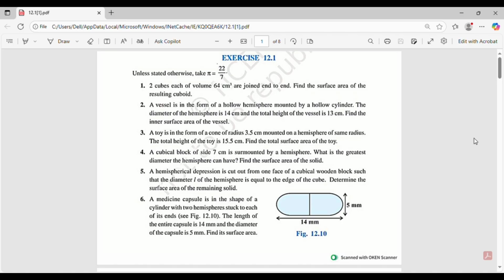So we will start with the first question of exercise 12.1. Two cubes, each of volume 64 centimeter cube, are joined end to end. Find the surface area of the resulting cuboid.